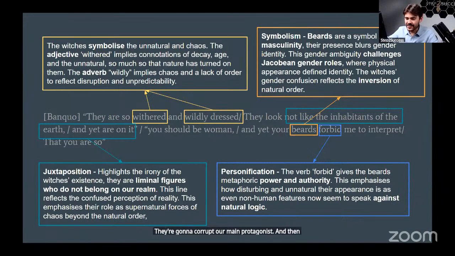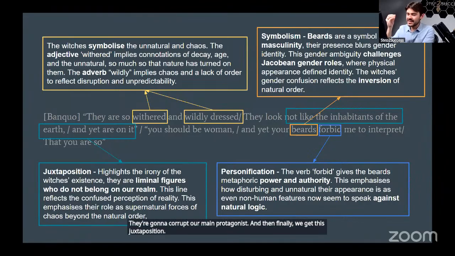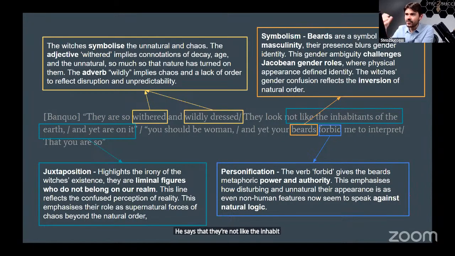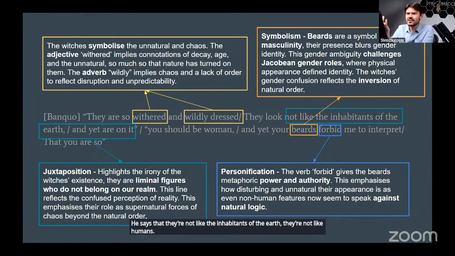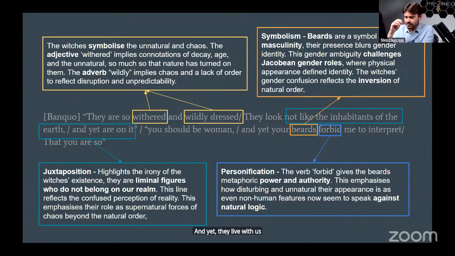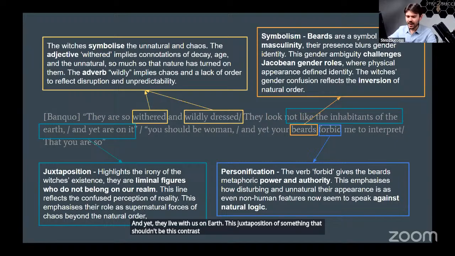And then finally, we get this juxtaposition. He says that they're not like the inhabitants of the earth. They're not like humans. And yet they live with us on earth. This juxtaposition, this contrast, highlights the irony of the witches' existence.